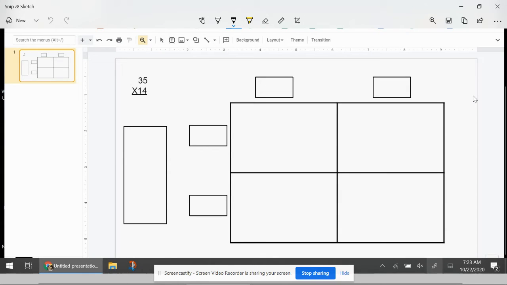Okay, so I want to show you how to do the generic rectangle. This is our example for the day, and it is 35 times 14. The first thing we have to do is take each of these numbers and put them into expanded form. That was on a previous presentation.